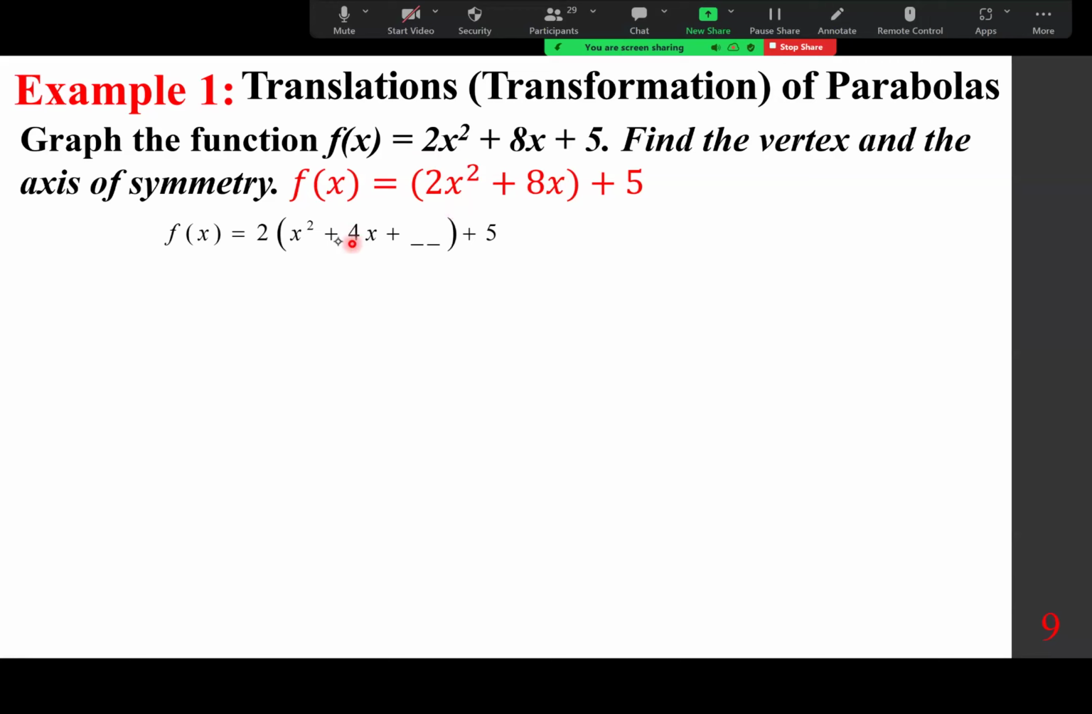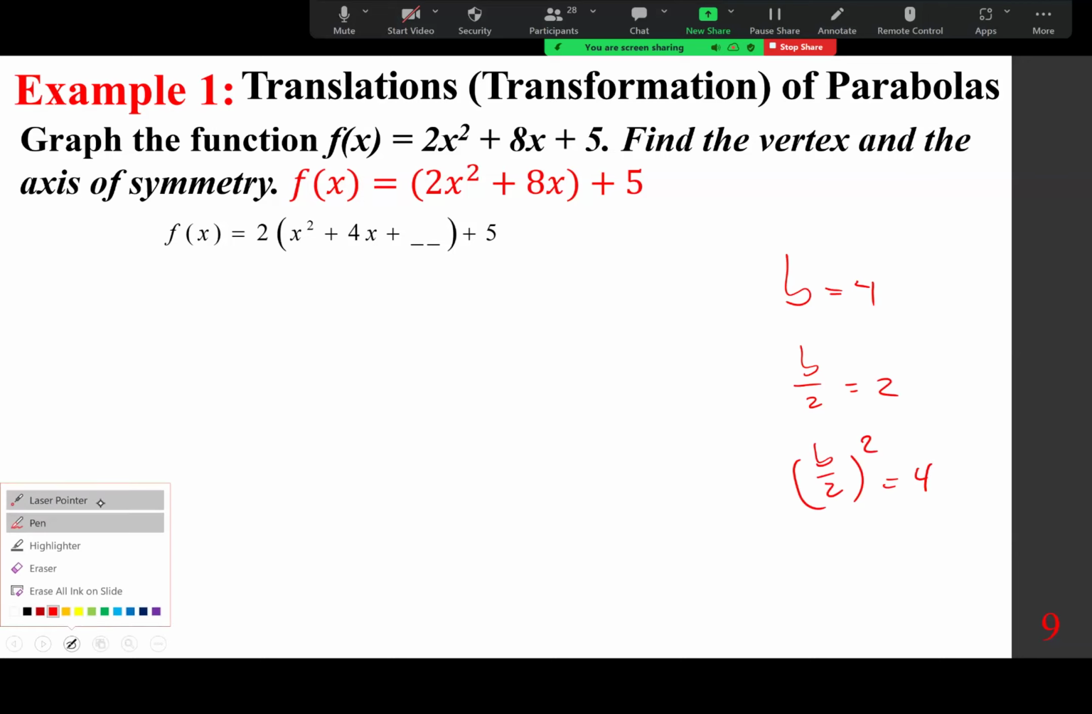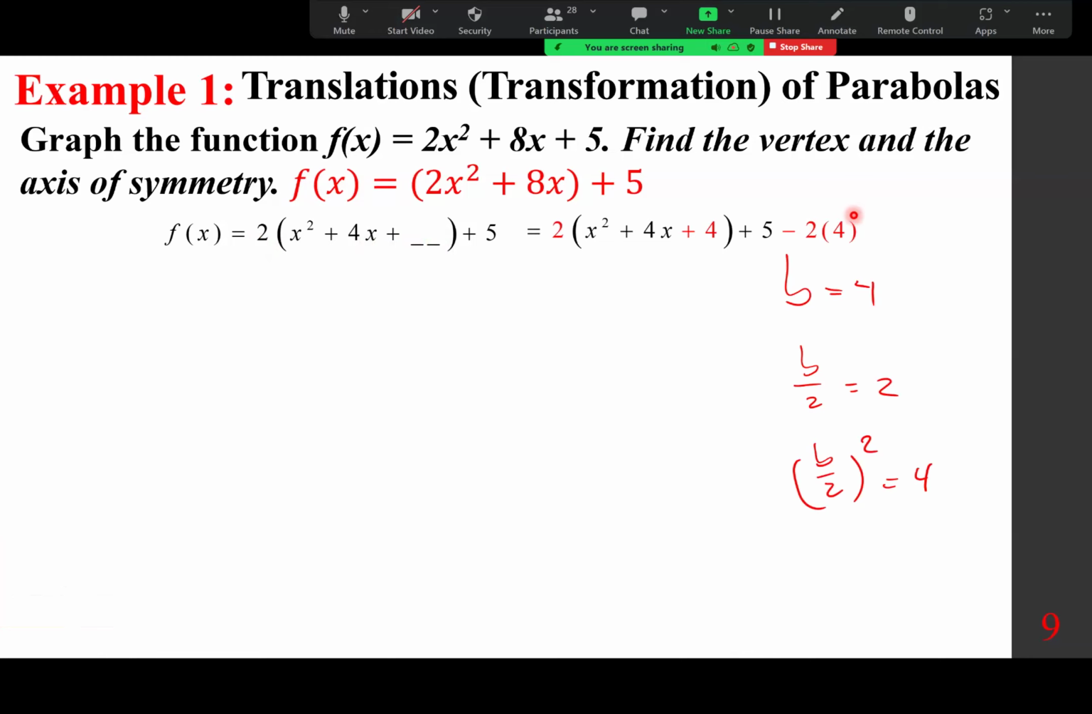Now this is b. Divided by 2, square it. So you need to add 4, which means you added 2 times 4, and you are going to subtract 2 times 4 to undo the process. So now you have 2 times x plus 2 quantity squared minus 3. Okay? I'm assuming everybody remembers completing the square.